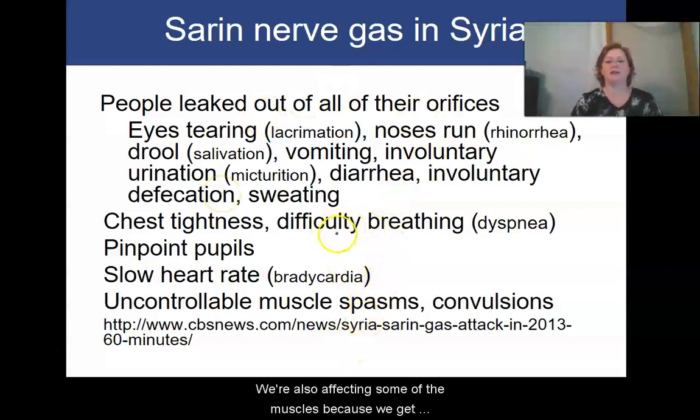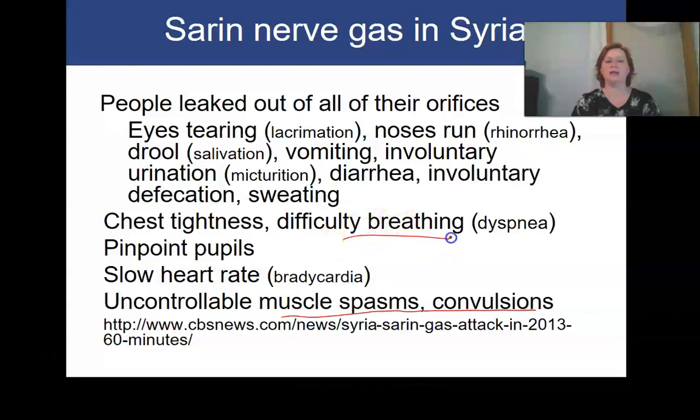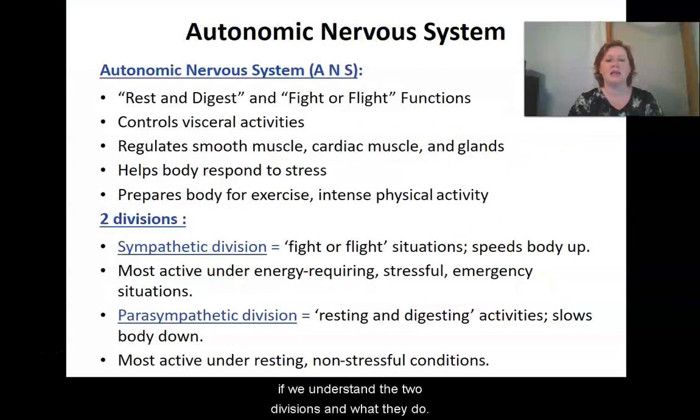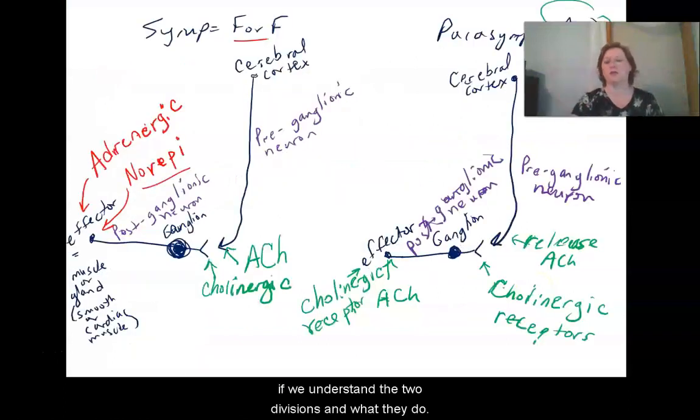We're also affecting some of the muscles because we get muscle spasms and convulsions, which prevents them from being able to breathe. And it slows down the heart rate because parasympathetic, remember, depresses the heart function. It's a pretty terrible way to go. But we can understand those symptoms if we understand the two divisions and what they do.